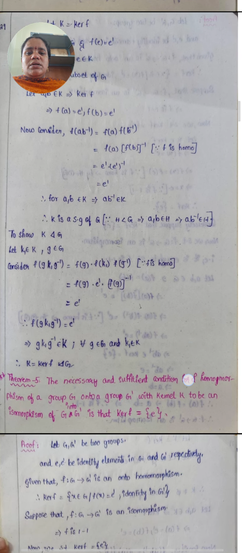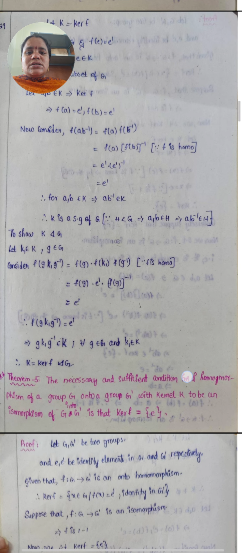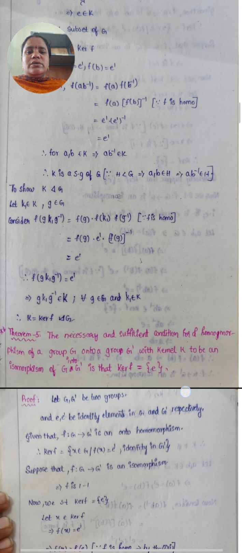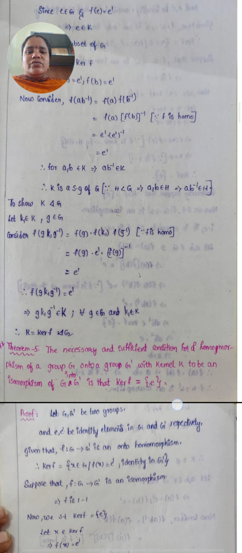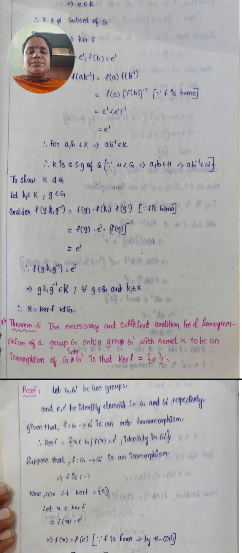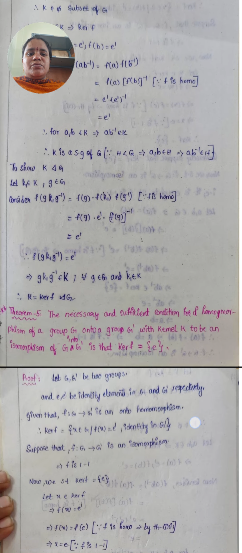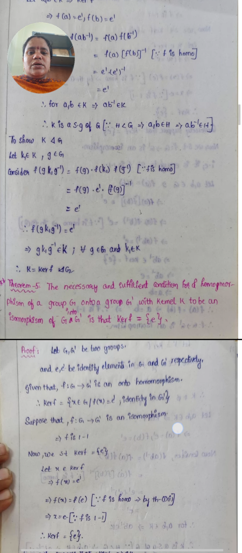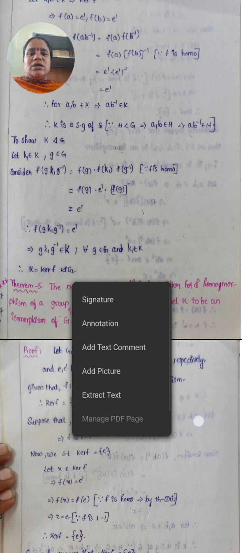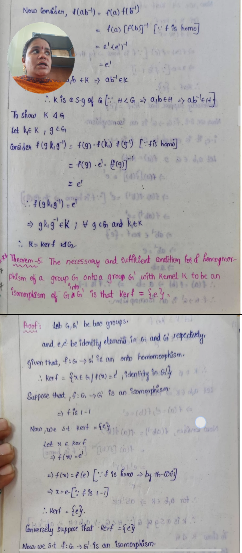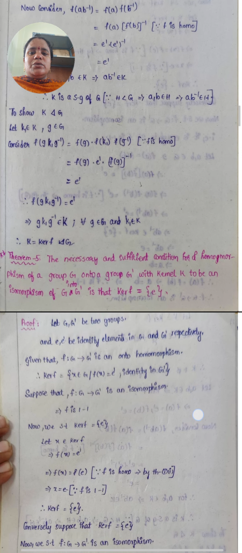So let a, b belong to K, and since ker f, f(a) is equal to e' and f(b) is equal to e'. Now consider f(ab^-1), which is equal to f(a)·(f(b))^-1, since f is a homomorphism. So e'·(e')^-1 is equal to e'. So ab^-1 belongs to K. Therefore K is a subgroup of the group G.